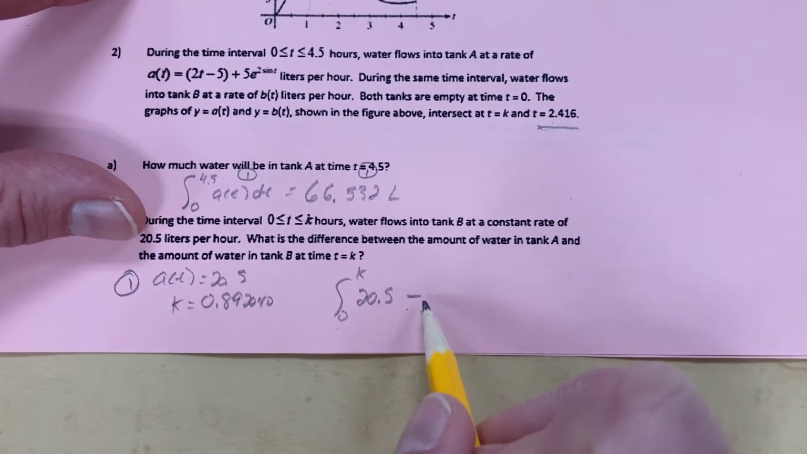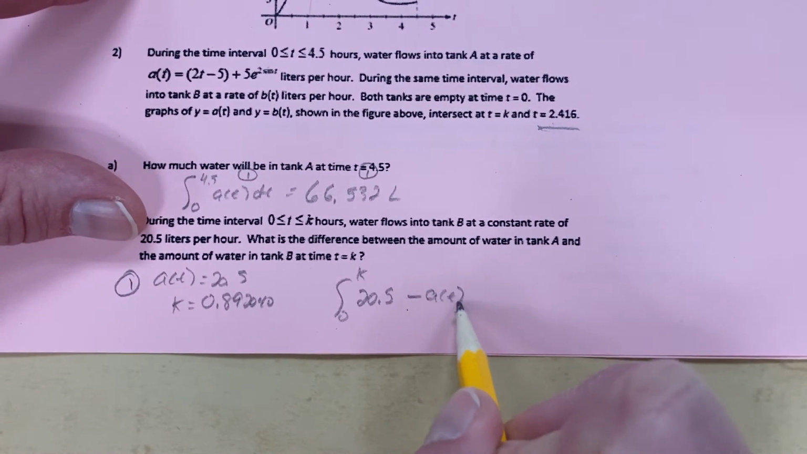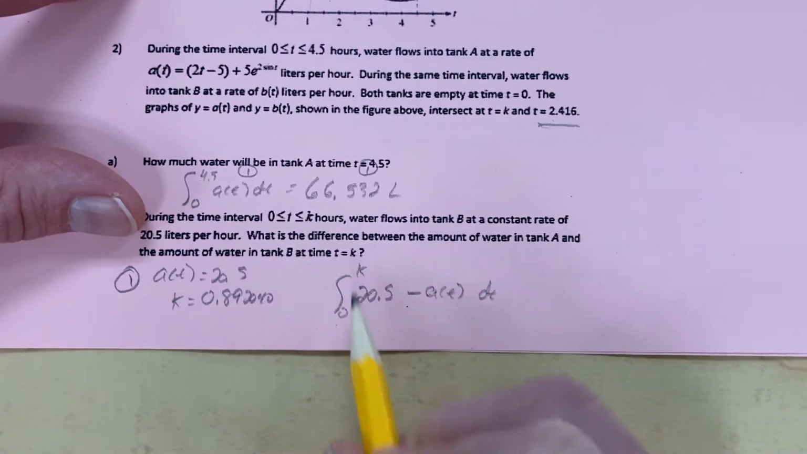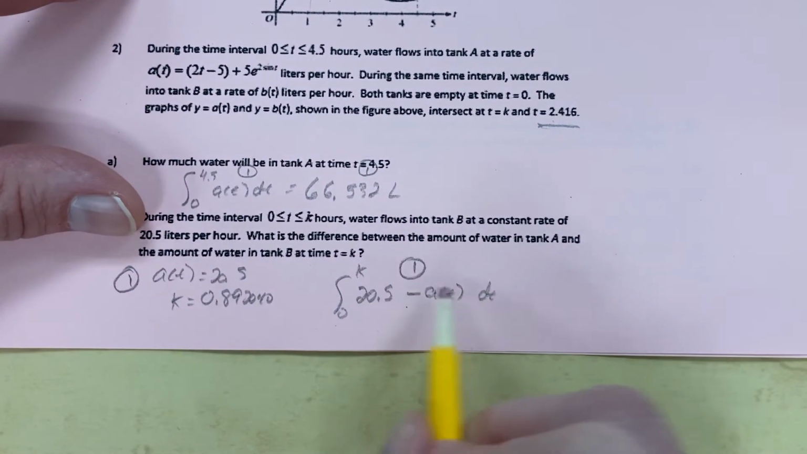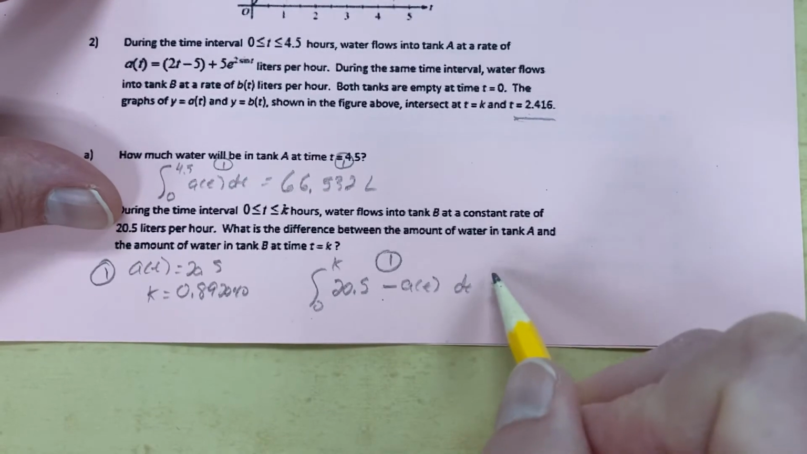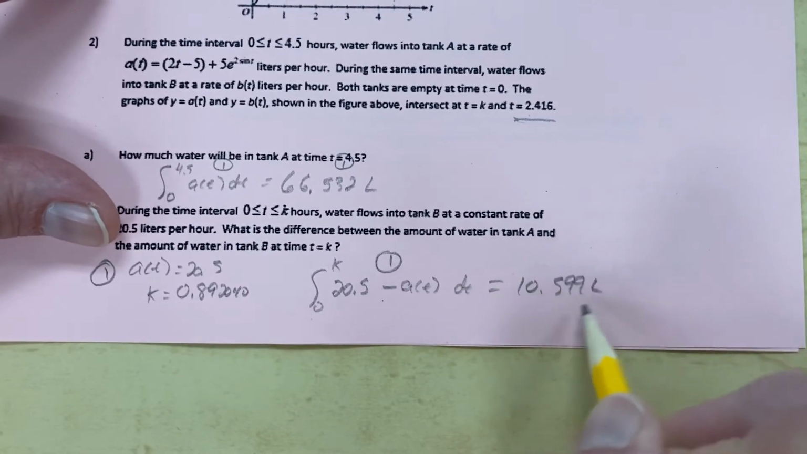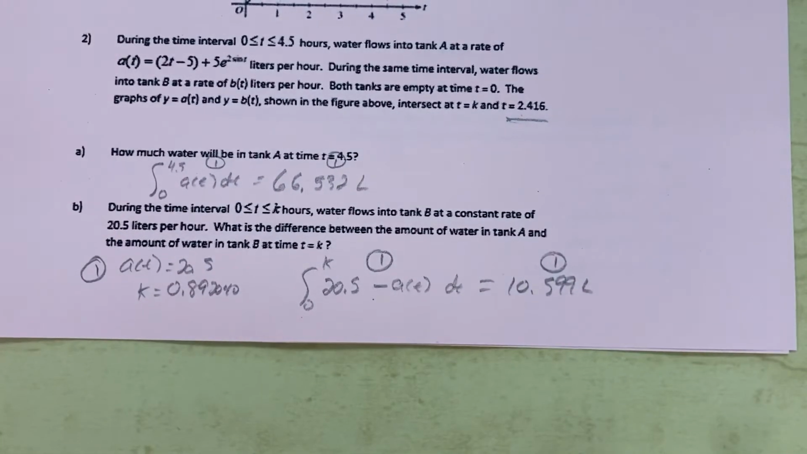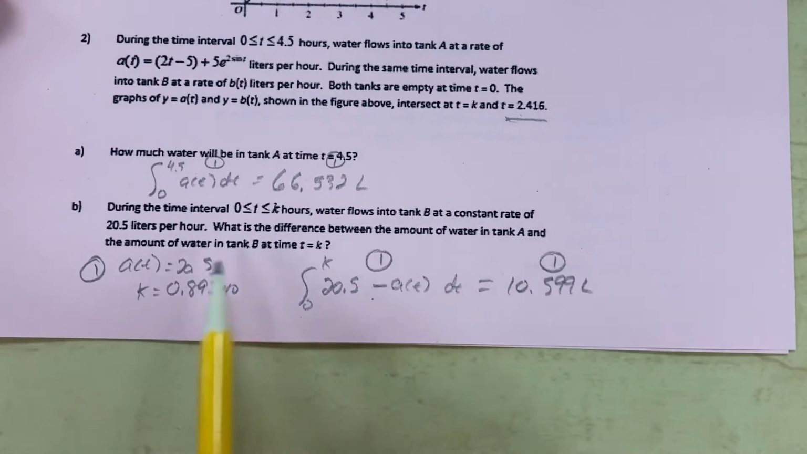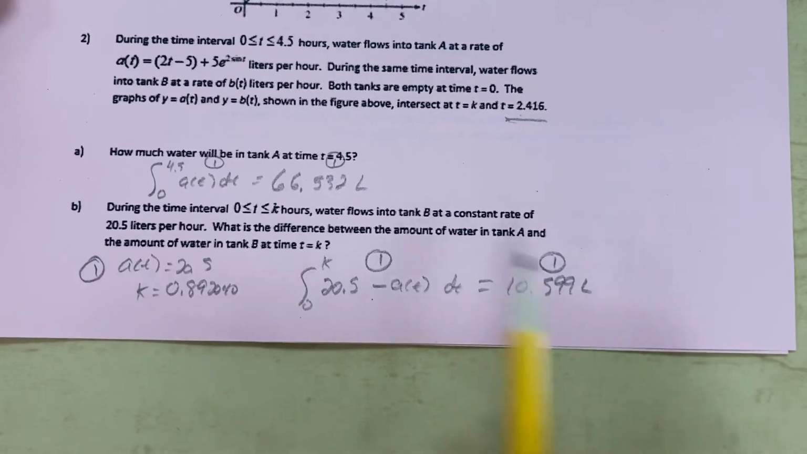Now you can do that as separate integrals, or you can just do it as one. It doesn't matter, but you got 1 point for setting up that integral, or 2 integrals, to do that. And then if it gave you an answer of 10.599 liters, that was a third point. So again, not too bad. We had to find that K value and then use it to figure out our answers here.